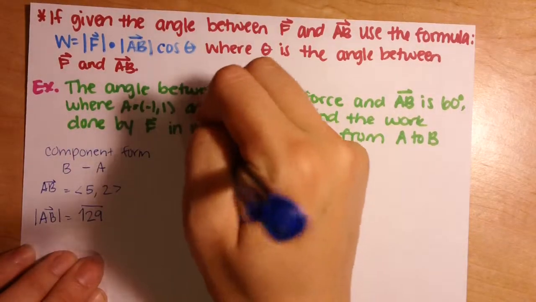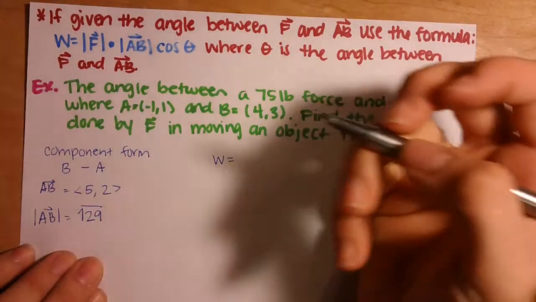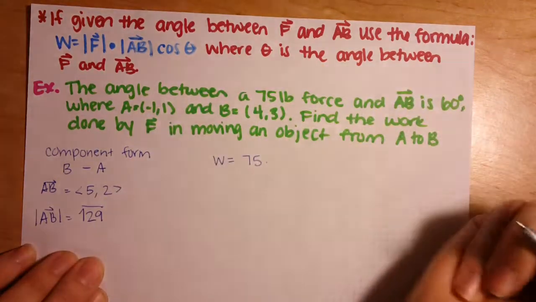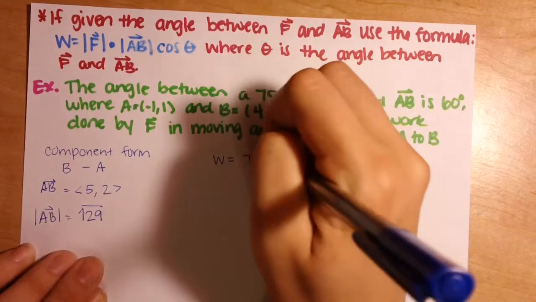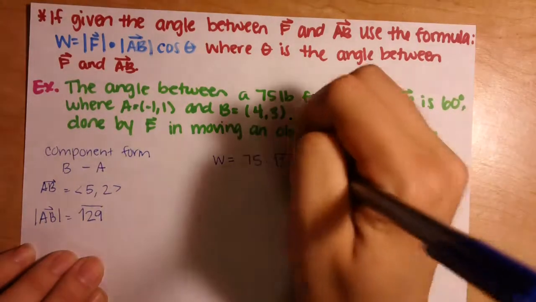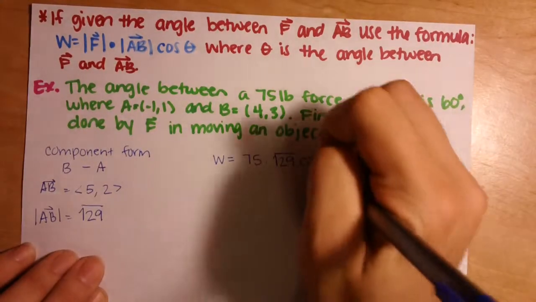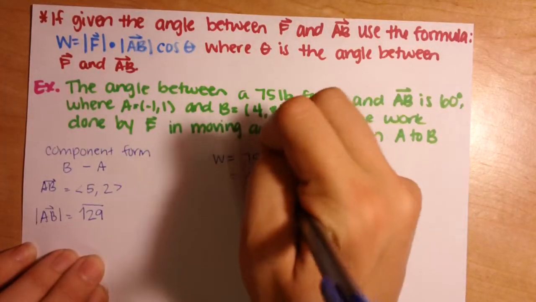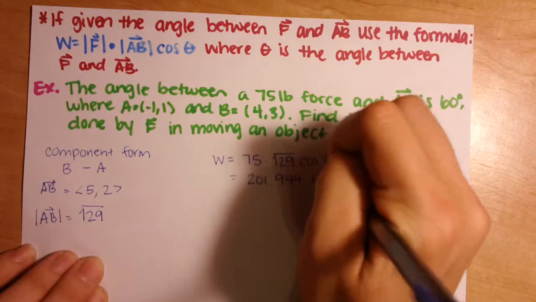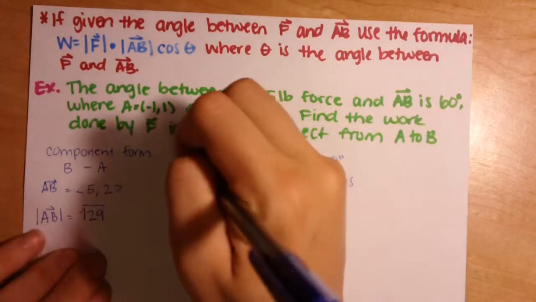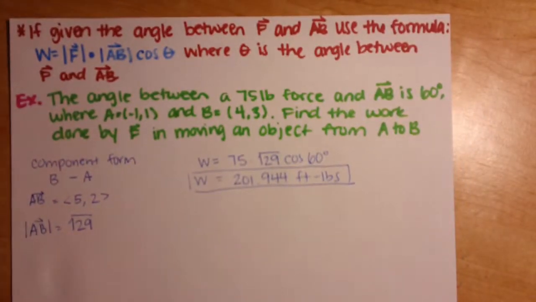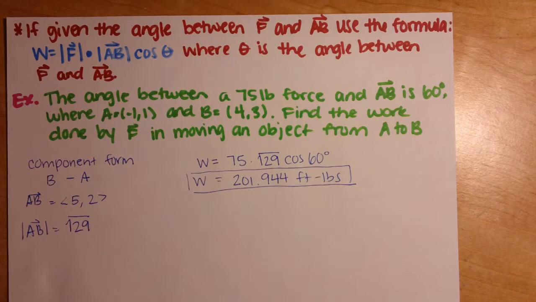And from here I know work is the magnitude of my force, which is 75 pounds, times the magnitude of AB, which is the square root of 29, times cosine of my angle, which is 60 degrees. And you can go ahead and put that in the calculator and you get 201.944 foot-pounds. So that's going to be the work done by the force with the angle between the force and the vector AB being 60 degrees. So that is it for this lesson.